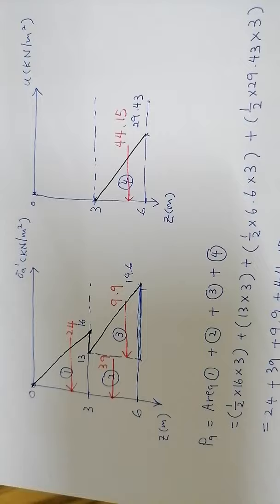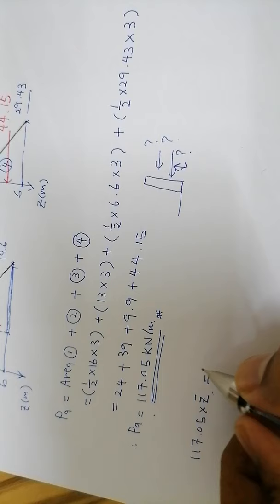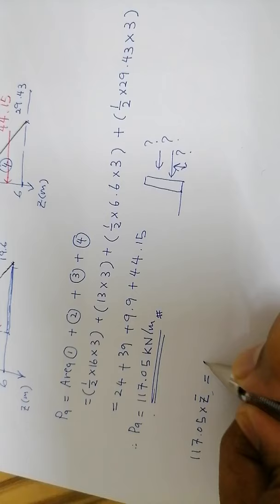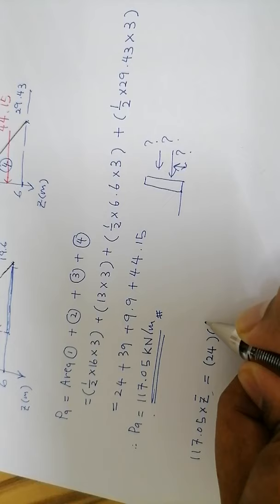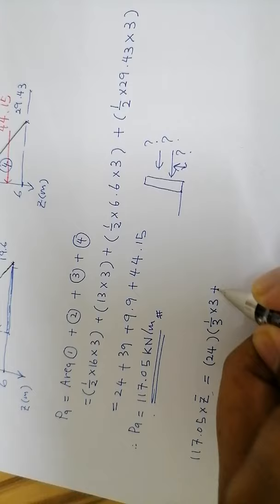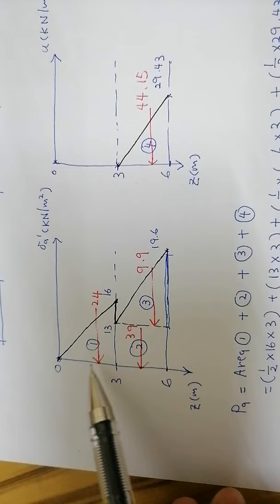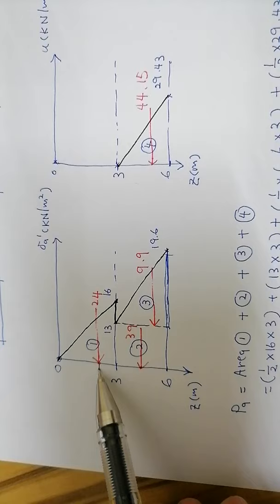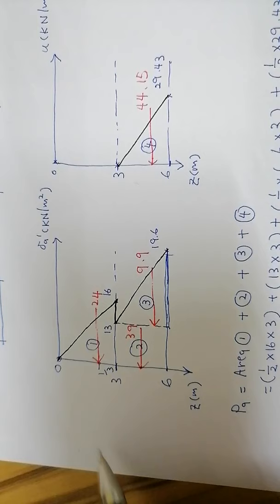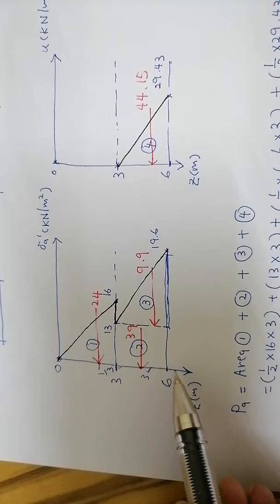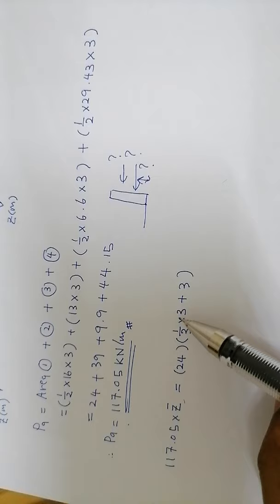Okay, so how to do this is, alright, 24 times, what is the distance? It is 1/3 of the height plus 3. Is that right? Okay, 1/3 of the height of this triangle. So from here to here is 1/3. Okay. And then we have to add another 3 meter because we want to measure from the bottom. So that's why it's 1/3 of the total height of the triangle plus 3.